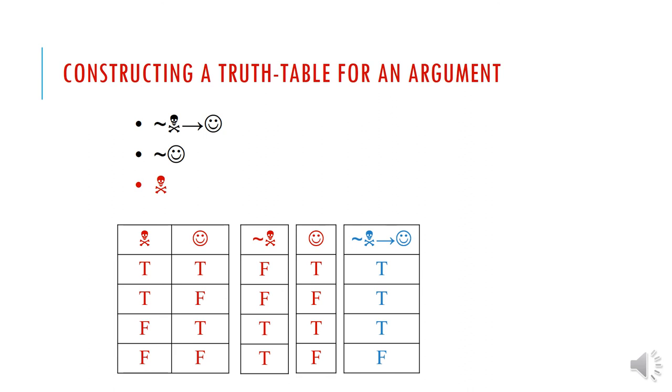And now I can look at negation, skull and crossbones, and see that when negation, skull and crossbones, is true and smiley face is false, then my complex proposition is false. In all other states of affairs, it's true, which is why in row 4, I see that premise 1 is false, but in rows 1, 2, and 3, premise 1 is true.